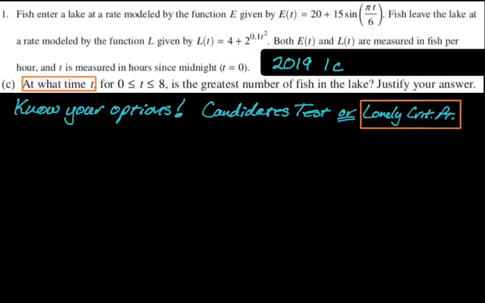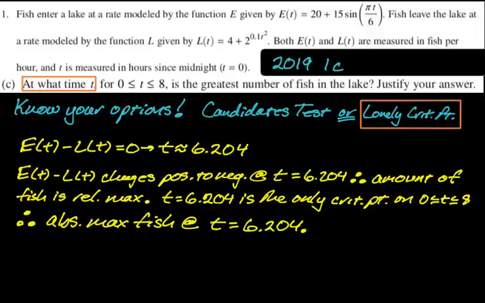When they only ask for time and they don't ask for amount, there's almost certainly only going to be one critical point, and at that critical point, it does what you want it to. If there's more than one critical point, you cannot use the lonely critical point theorem because it's not a lonely critical point. There's more than one. Then you're doing candidates for sure. This is the work that I did.